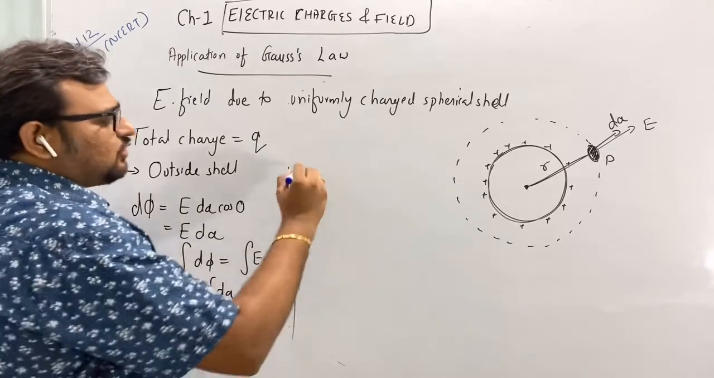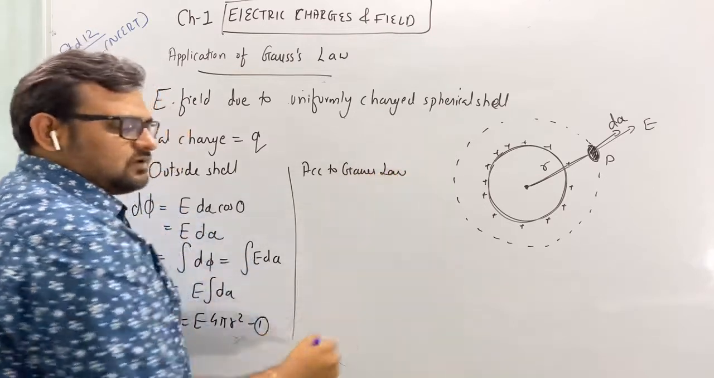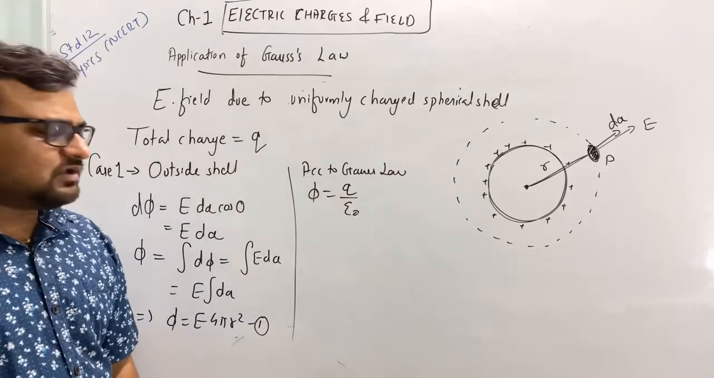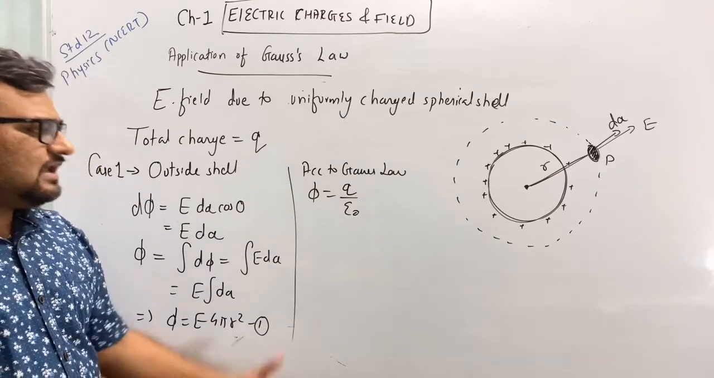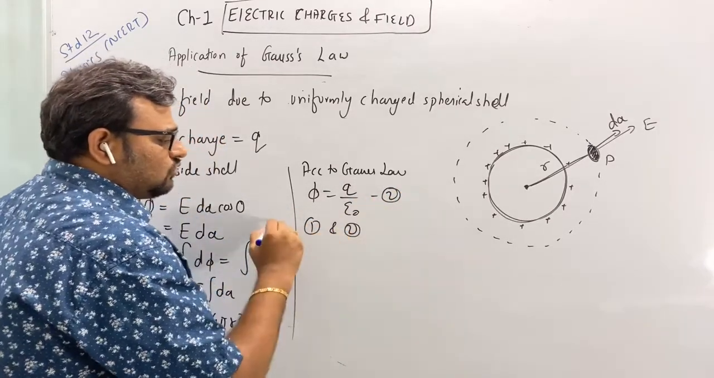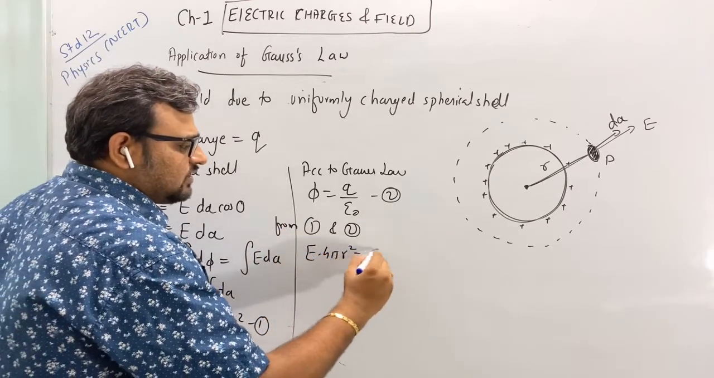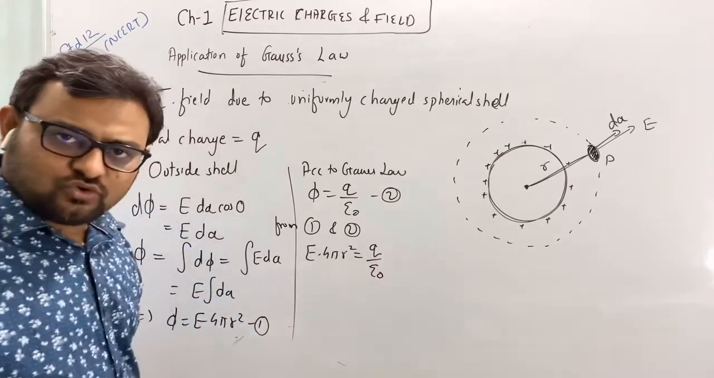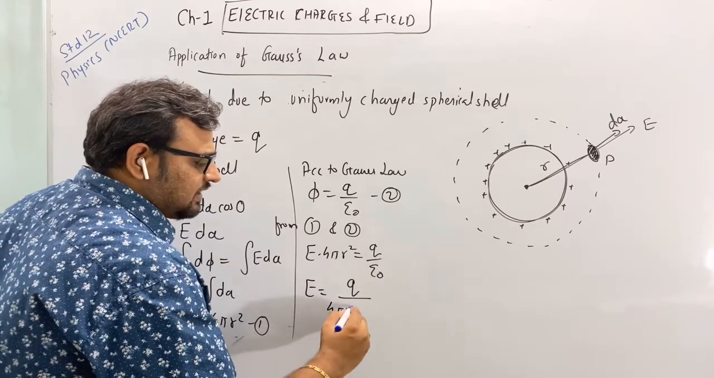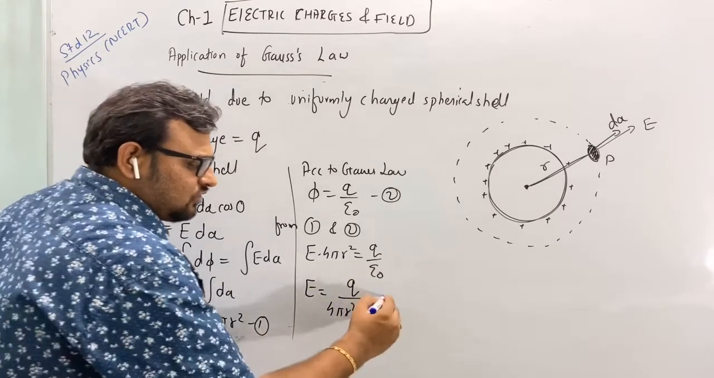Okay. Now, according to Gauss law, flux is equal to Q by epsilon 0. Clear? Flux is equal to Q by epsilon 0. Let's name this equation 2. So if I compare 1 and 2, E into 4 pi r square equal to Q by epsilon 0. So E is equal to Q upon 4 pi r square epsilon 0. Right? But what is 1 upon 4 pi epsilon 0? Or I can also write in this way.